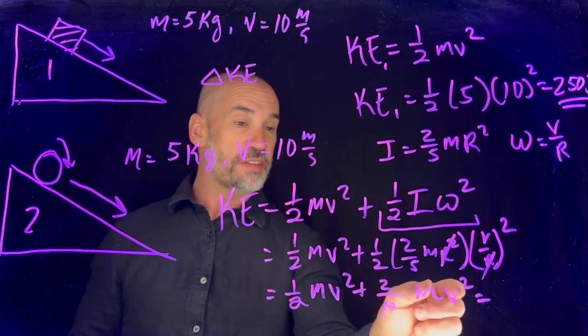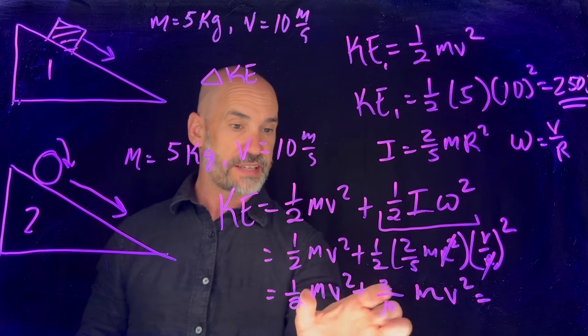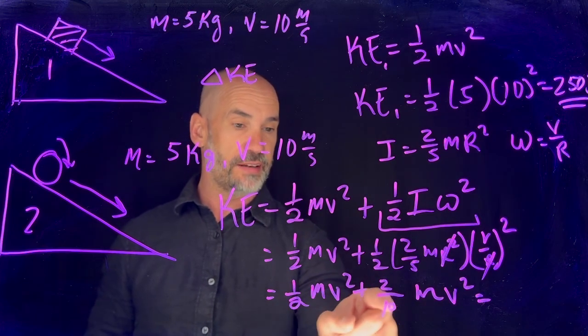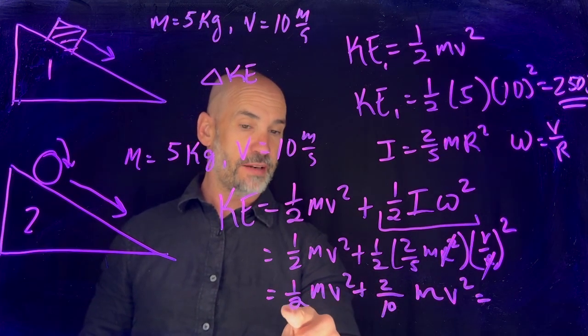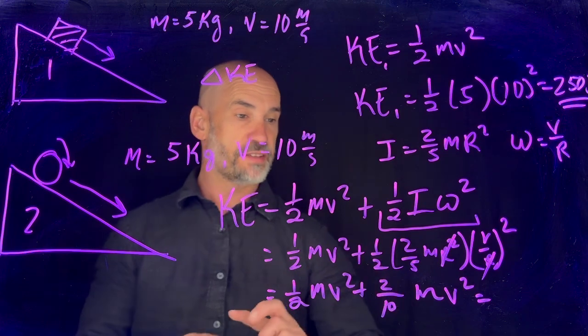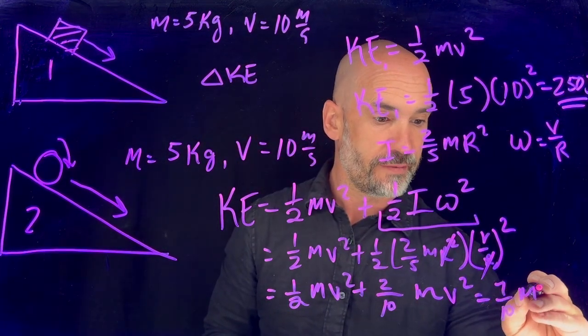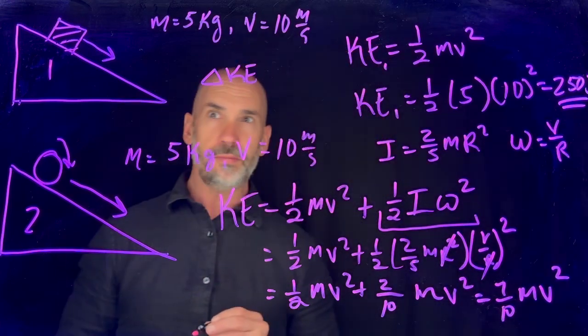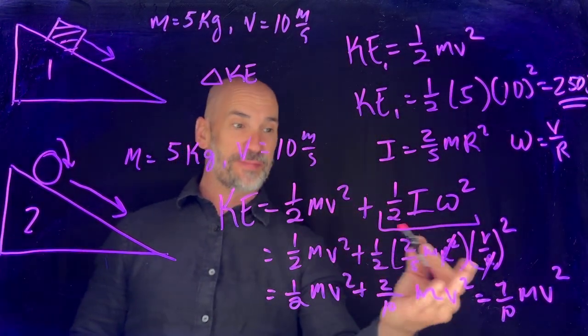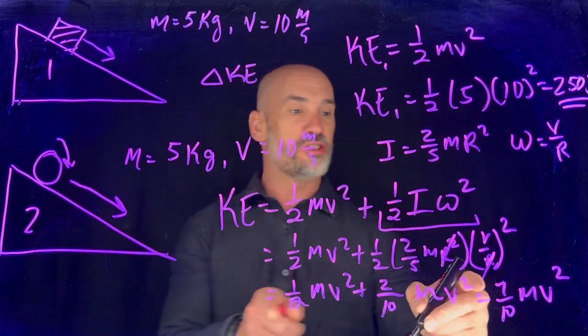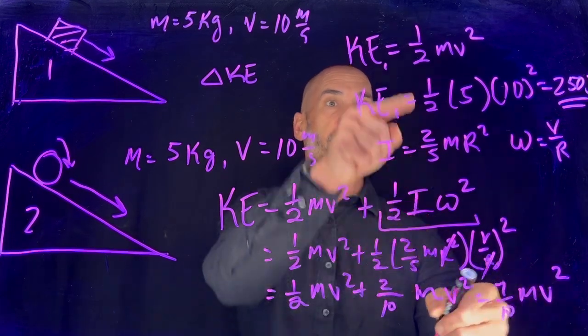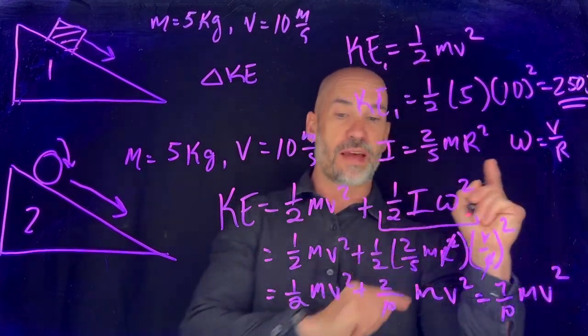All right, so now these almost look the same, right, except they have different coefficients. Let's go ahead and find a common denominator of 10. So this becomes 5/10 plus 2/10 for 7/10 over here, mv squared. Okay, look at that. The kinetic energy of rolling is bigger than the 1/2 mv squared. It is 7/10 mv squared, right?